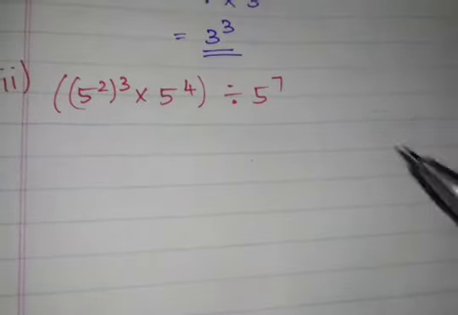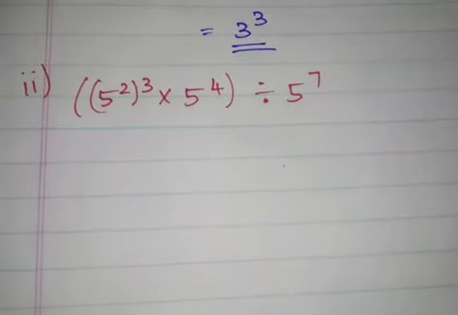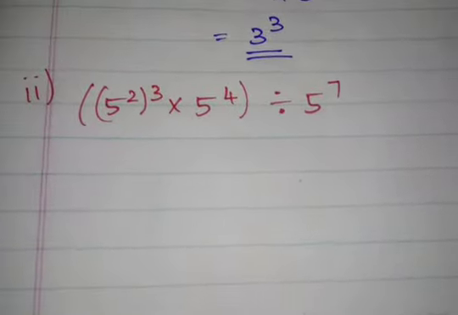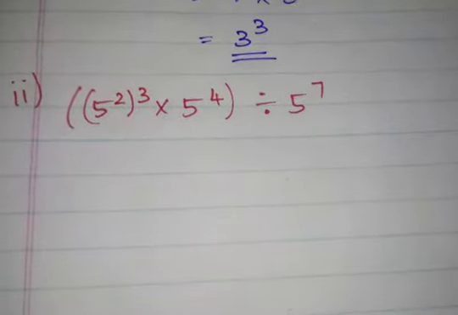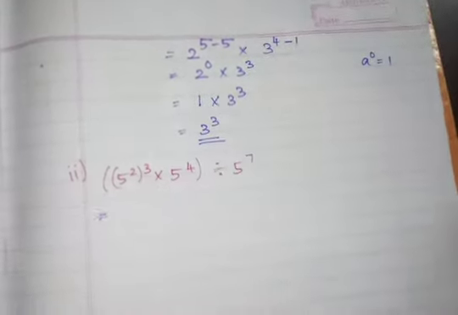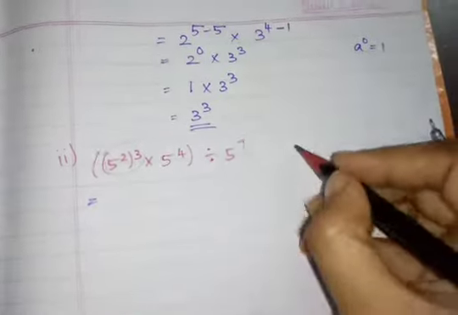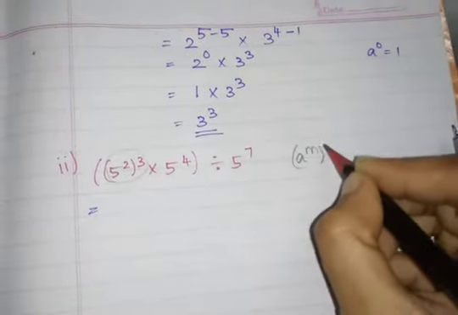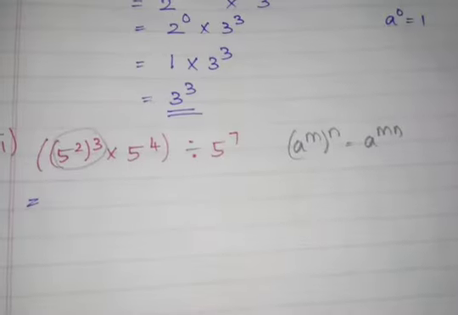Next is 5 square the whole cube into 5 power 4 divided by 5 power 7. So first what will you do now? You will do the operation inside the bracket. Yes, do you remember? Now 5 square the whole cube. This looks like a power m the whole power n, so a power m into n. Yes, it looks like that, right?